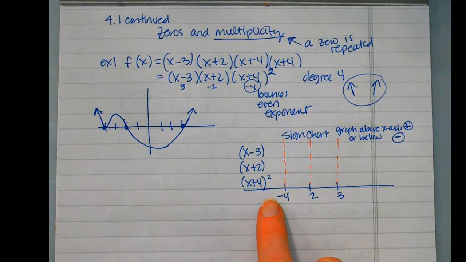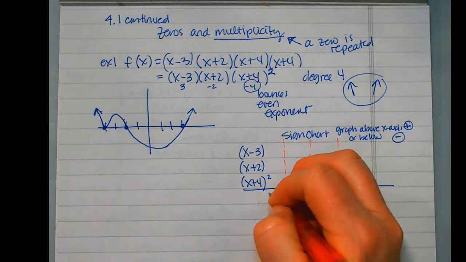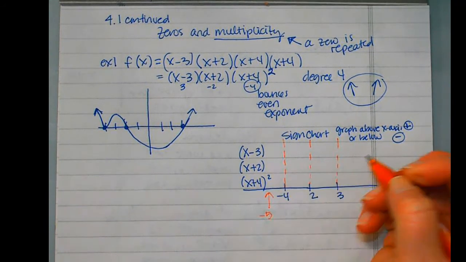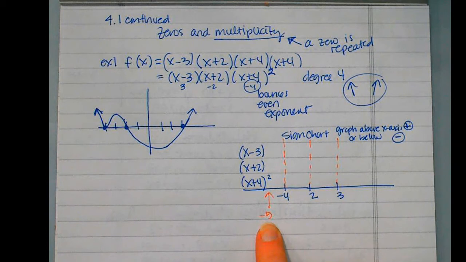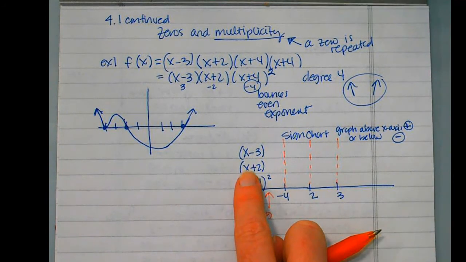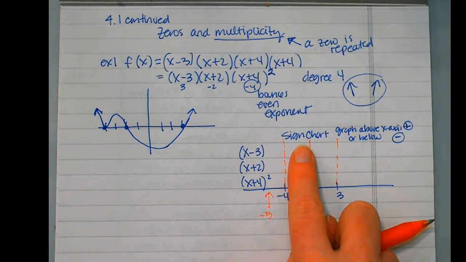I'm going to pick a value, like, what if I pick -5? That is on the left of -4. I could pick anything. I could pick -6 or -10 or -100. I could pick anything on this side of -4. So if I pick -5 and I'm writing that there so you know what I'm doing in my head, I'm going to plug it in to every x value, and I'm just looking for the sign. I'm just looking to see if it's positive or negative.